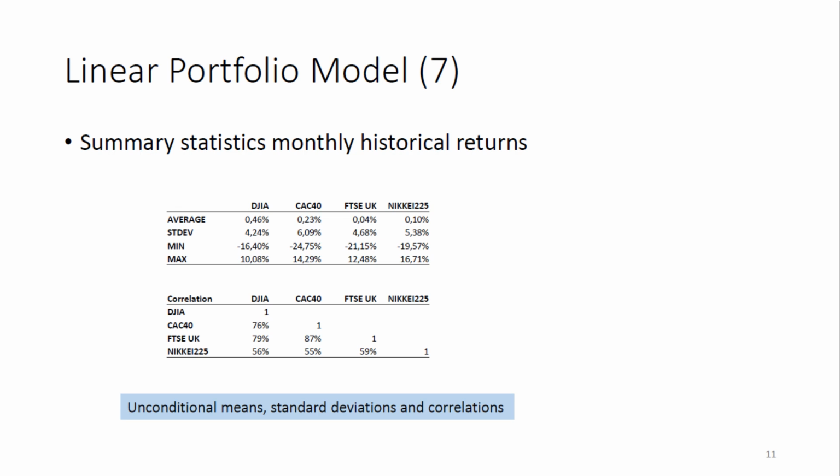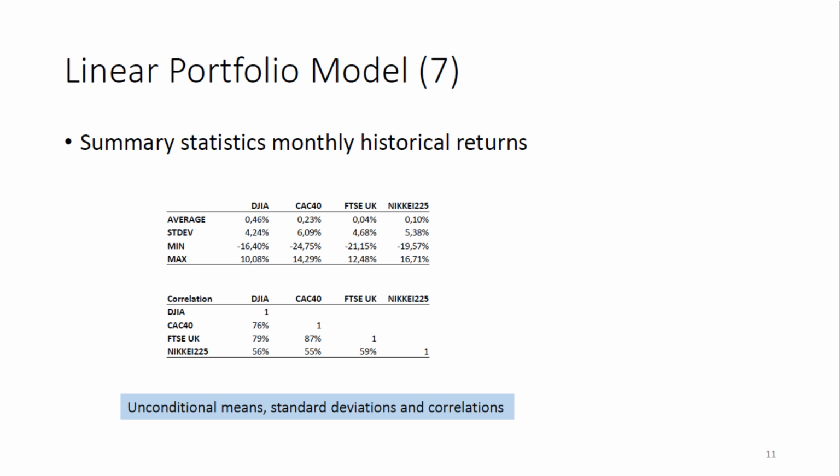So let's calculate summary statistics for these monthly historical returns. Because now we look at monthly returns, the averages are a little bit more away from 0 in comparison with daily averages. So we see 46 basis points for the Dow Jones Industrial, 23 basis points for the CAC 40. And for the FTSE and the Nikkei, it's very small. We see also in this case that standard deviations are dominating the average return. So approximately 4% for the Dow Jones Industrial Average, 6% for the CAC 40, and then 4.7 and 5% for the other 2.